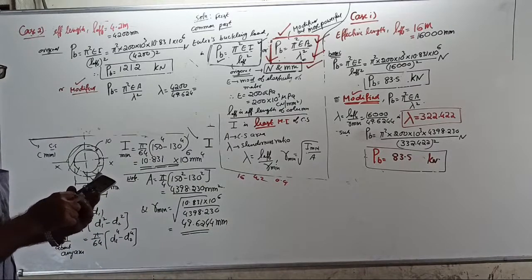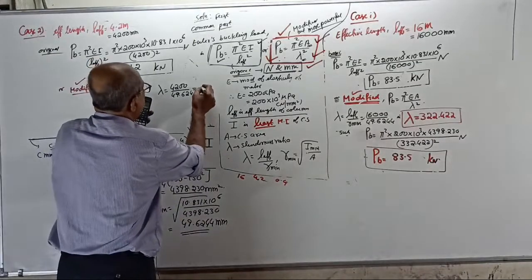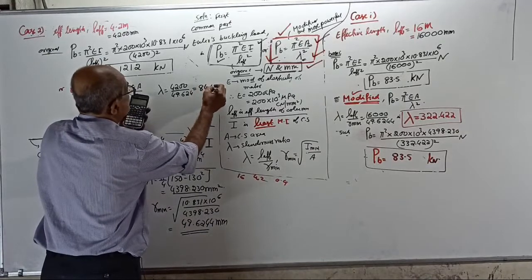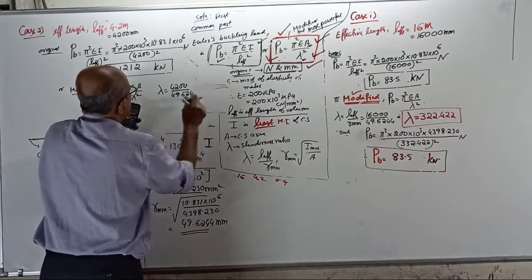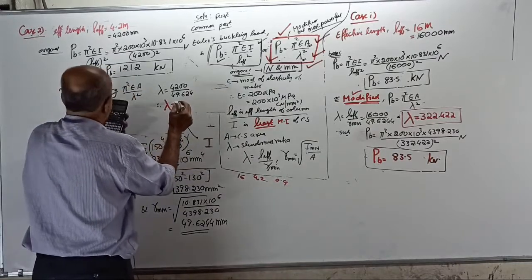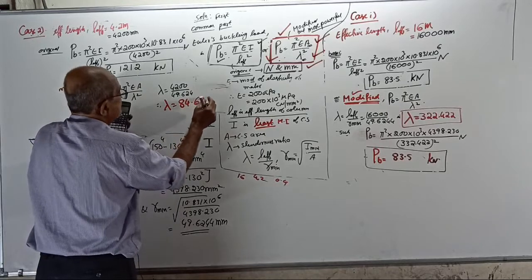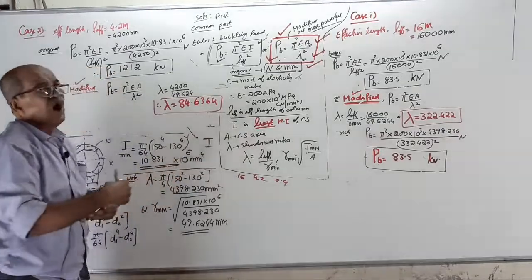Lambda equals 4200 divided by 49.624. Lambda equals 84.6364. I want red color for lambda. Therefore, your lambda equals 84.6364. There is a reason for the red color. This is a lambda. This is a normal case.